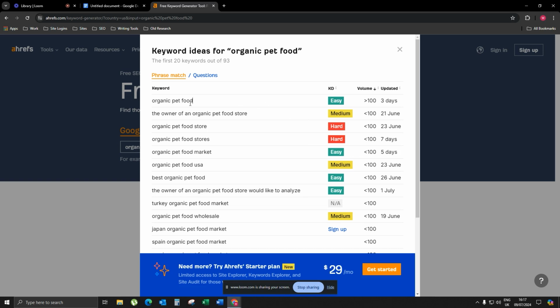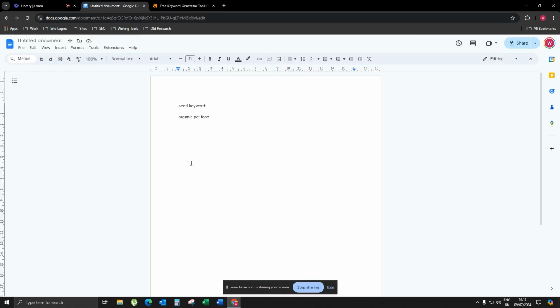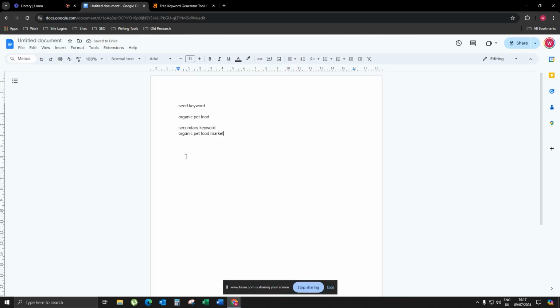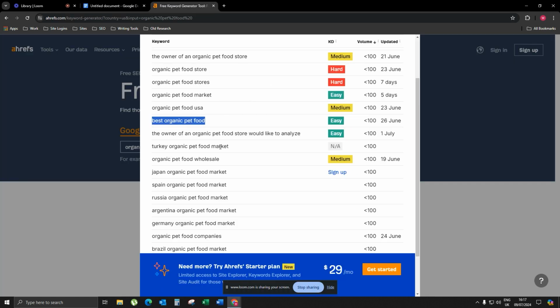So it says here that the organic pet food category is good because it's easy keyword difficulty and the volume is greater than 100. So that's really good. We can do the hard ones. We can't even do the medium ones. But this could be the next good keyword target. And so we would put that in the secondary keyword list, and we would just add that here. And then we would find the best organic pet food. We put that here. Generally, we use this list for ideation.